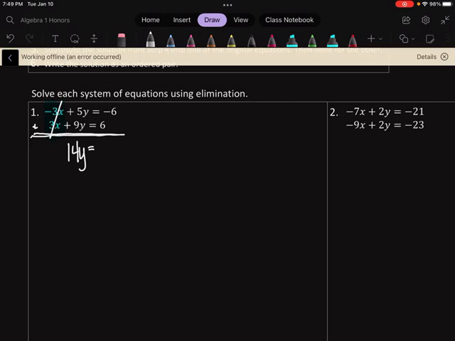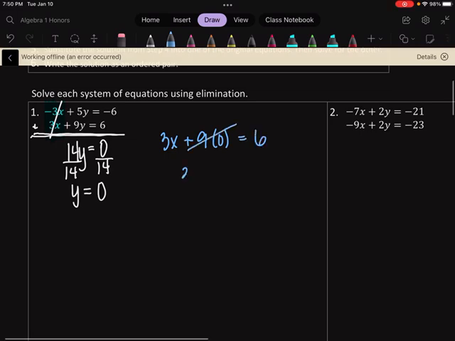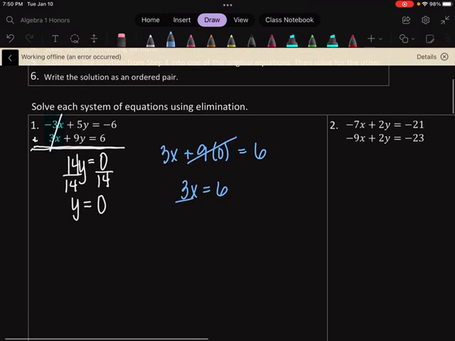And then we have -6 plus 6, and that is 0. We'll divide by 14 on both sides. And so y is equal to 0. Then I'm going to take that y and plug it into either one of the original ones. I'm going to plug it into the second one because everything's positive there. So I would do 3x plus 9 times that 0 is equal to 6. That goes away. So I have 3x is equal to 6. And then if I divide both sides by 3, x is equal to 2.